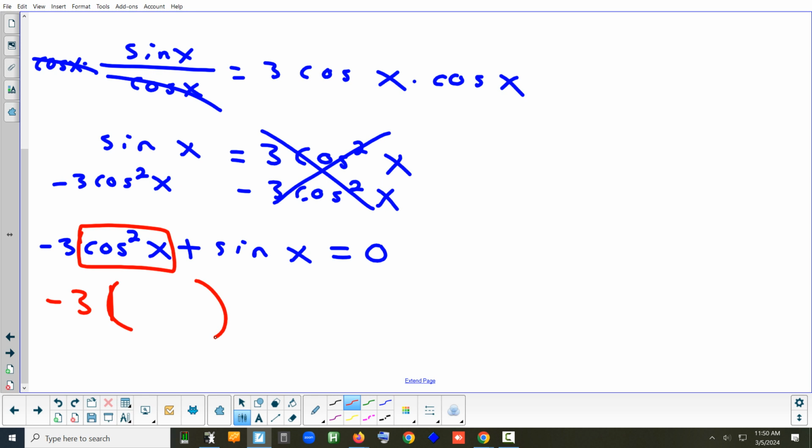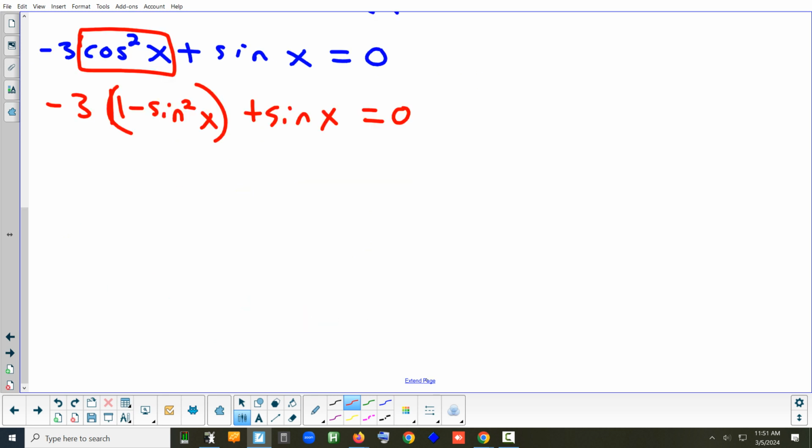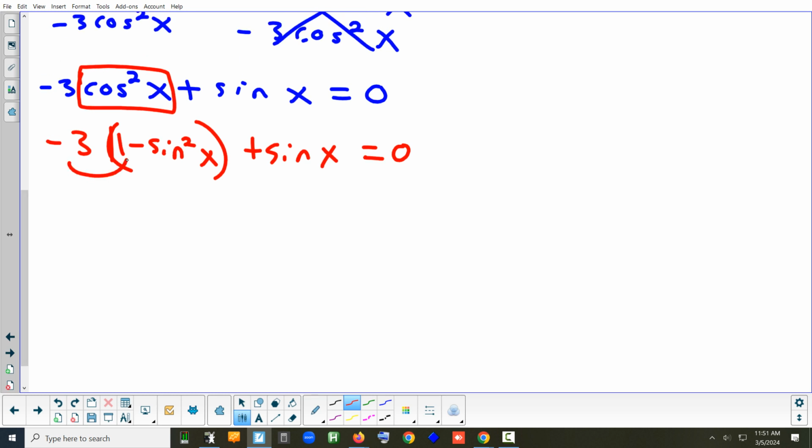Okay, so what did we just say we're filling in for cosine squared? 1 minus sine squared. What about sine x? Keep it? And what about the equals 0? Keep it the same. Now, what do you have to do with this negative 3? Distribute. Right.